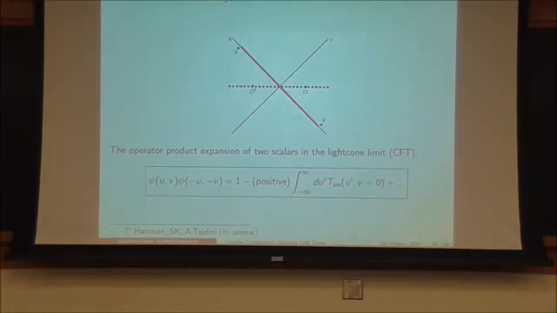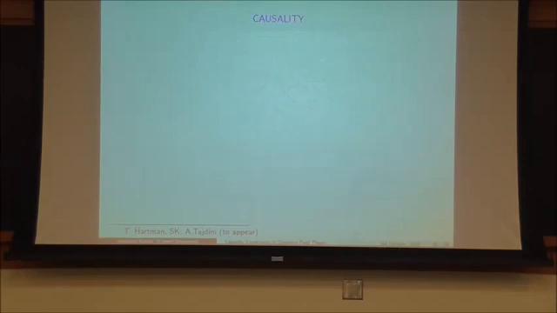The key observation that leads us to the ANEC is the following. The operator product expansion of psi, you can write it down in this way: 1 minus something positive times this integral. And as you can see, this is the exact thing that appears in ANEC. Now the rest is somewhat simple. Causality tells you this 4-point function should go like this: 1 minus I times something positive times some function of E and U.